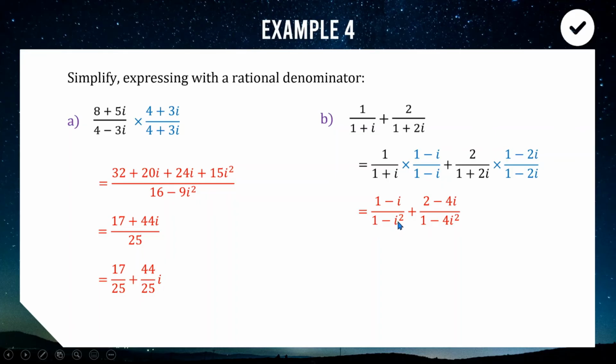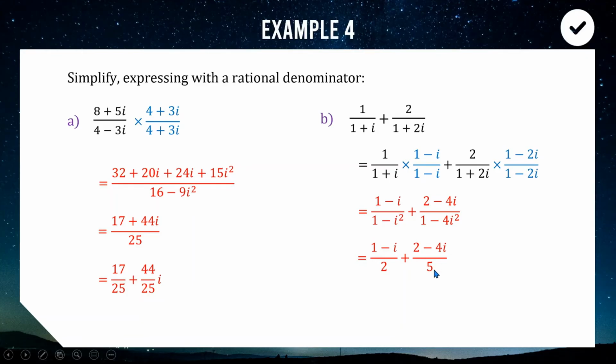Now because i squared is minus 1, for this first fraction, we have 1 take away minus 1. So that gives us 2 on the bottom. For our second fraction, we have 1 minus minus 4. So we have 5 on the bottom. So we have 1 minus i over 2 plus 2 minus 4i over 5.